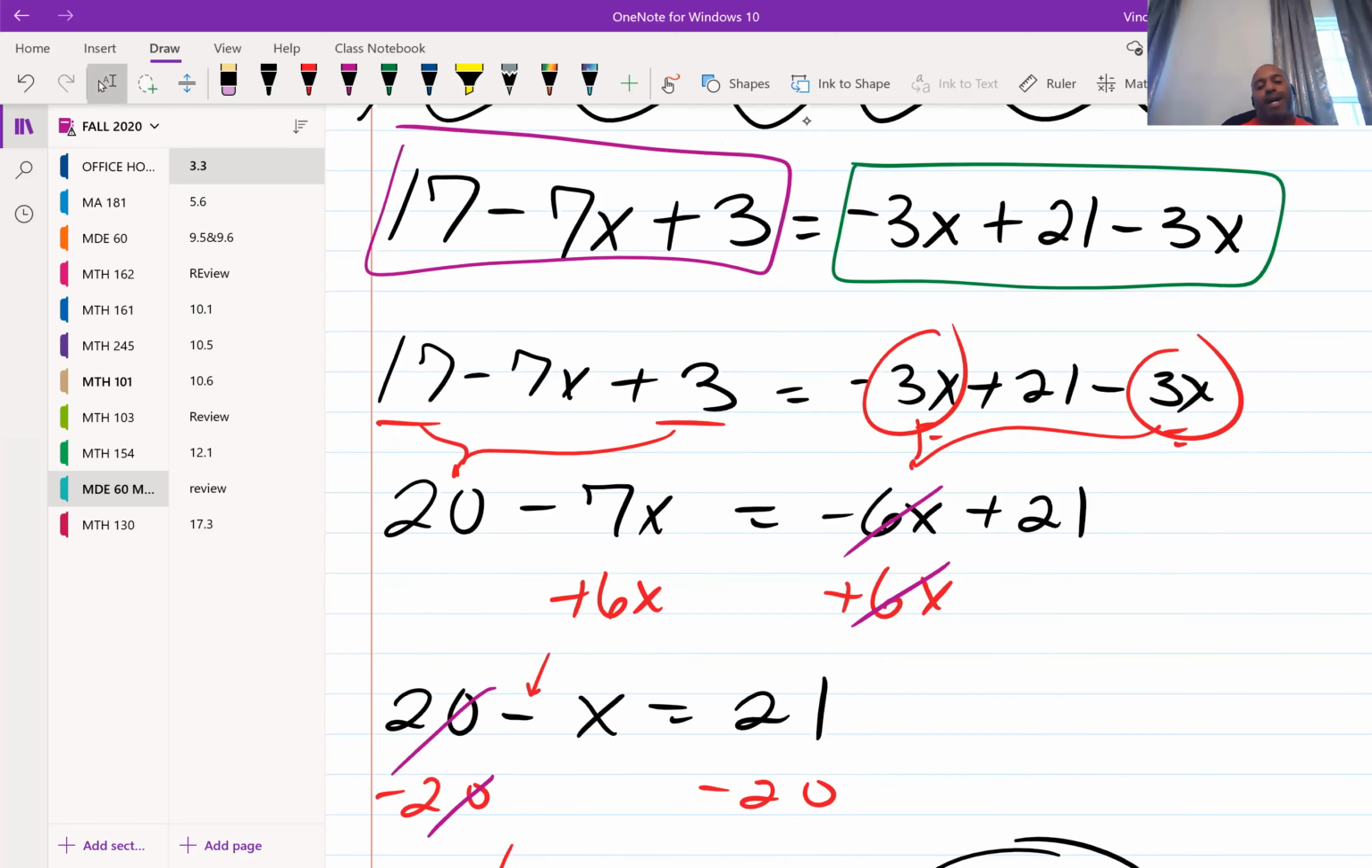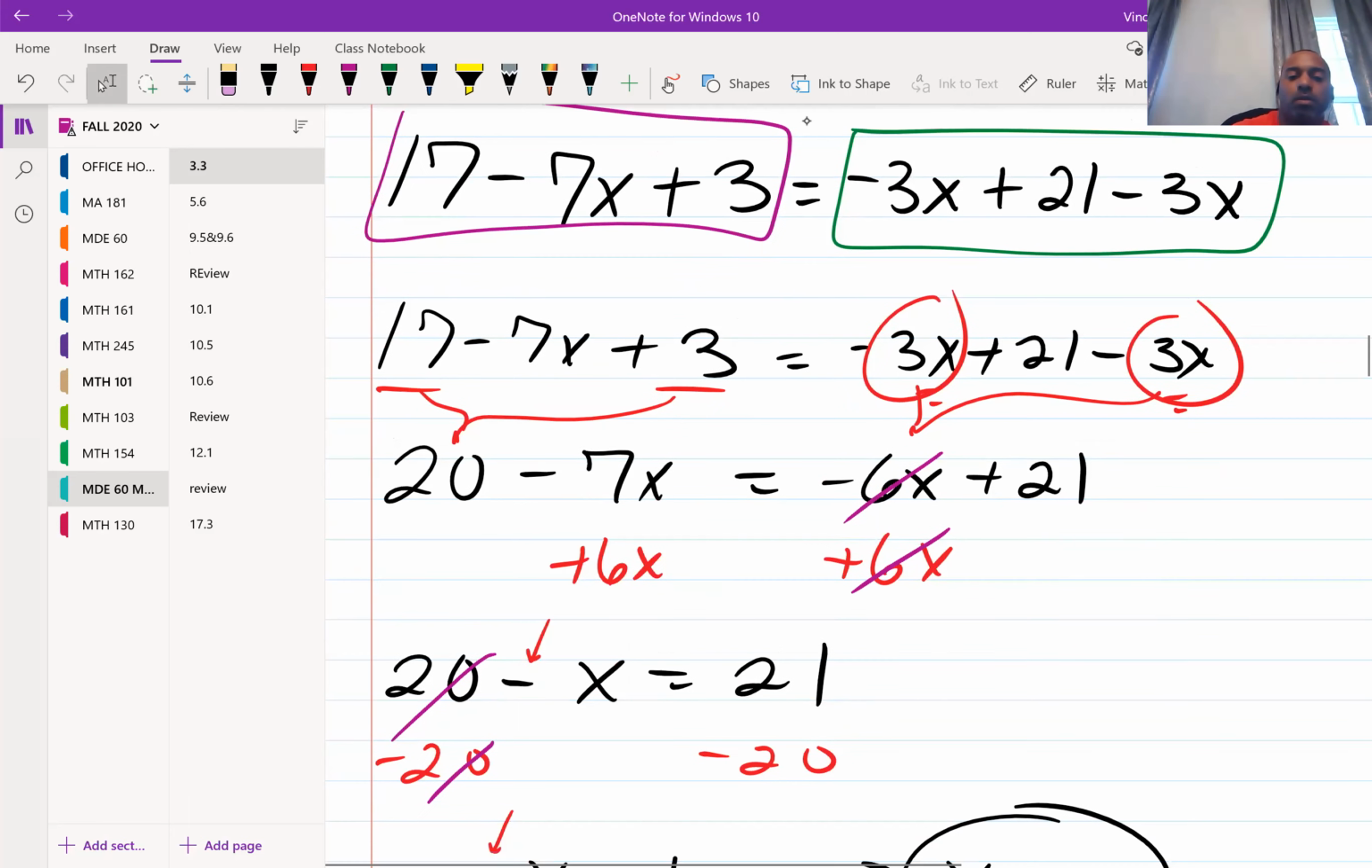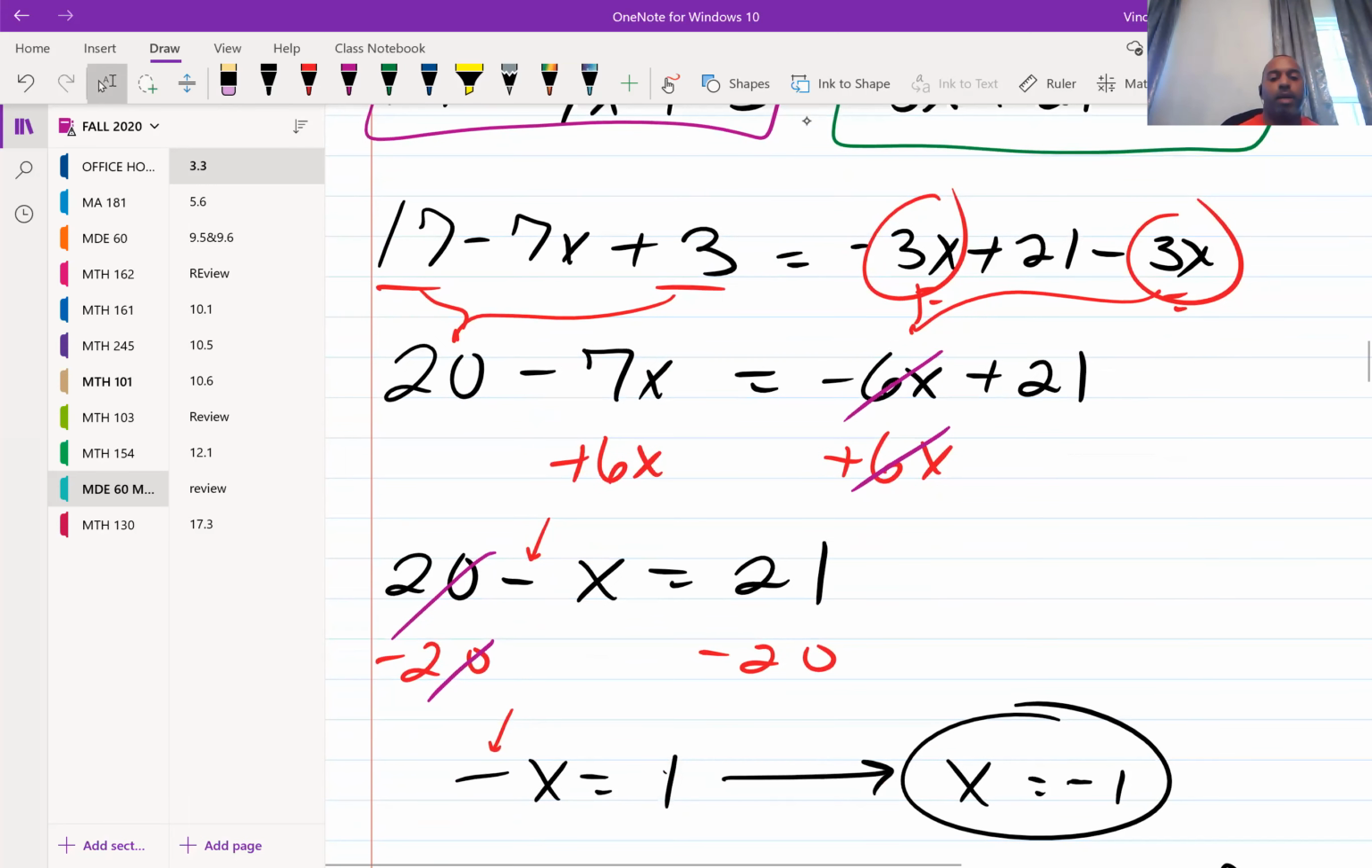So that'll give us 20 minus x equal to 21. Then I will subtract 20 from both sides. And make sure that minus sign is not lost. That's why I have that arrow there. So that's still negative x, and negative x is equal to 1. Then to finish it off, take the negative to the other side. And that's x equal to negative 1.